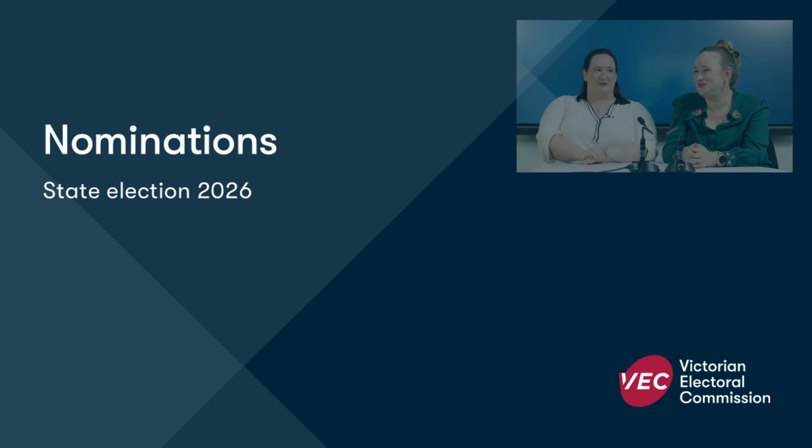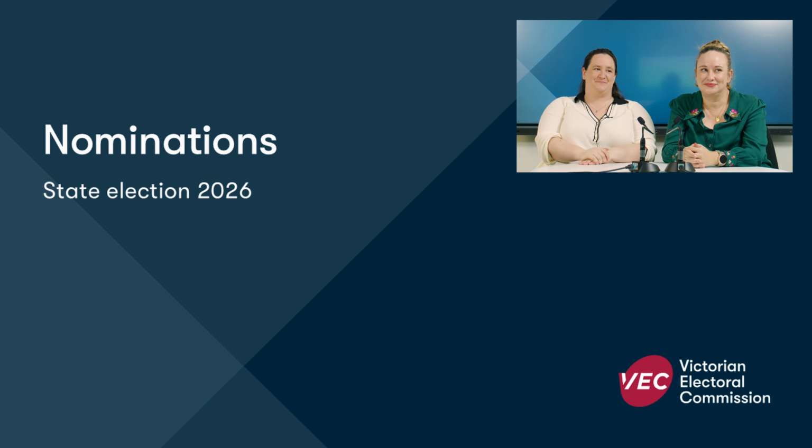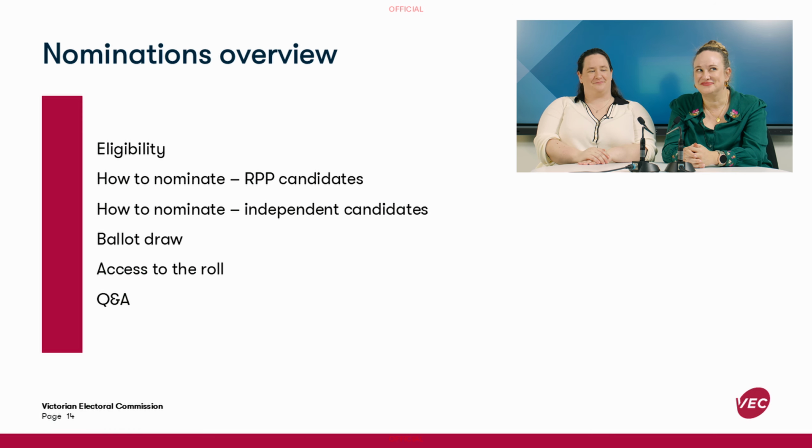Now we will move on to the focus of today's session, how to nominate. As we go, remember you can use the Q&A function if you have any questions. Today we are covering eligibility, how to nominate if you're a party-endorsed candidate, how to nominate if you're an independent candidate, including everything you need to prepare for your nomination appointment, the ballot draw, and how to access electoral roll products. Keep in mind that you are not officially a candidate in the election until you have lodged your nomination form in person and paid the deposit.